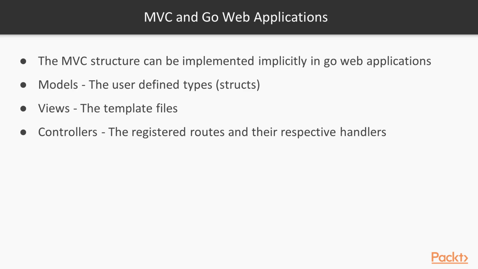We actually do have an implicit MVC pattern that already exists when we use Go's net/http package along with Go's html/template package. We can consider our models in our application to be the user-defined types, the structs, which will represent our application's data and business rules. The views in our application are the template files. As you remember from section 1, templates help us dress up the application. The rendered template is what the user sees when they interact with the application.